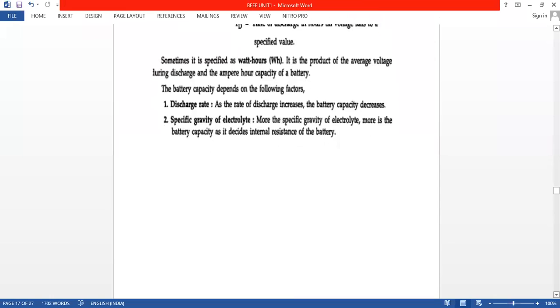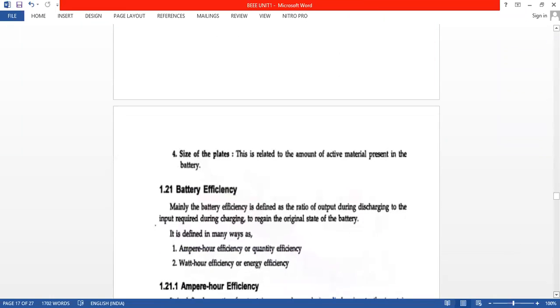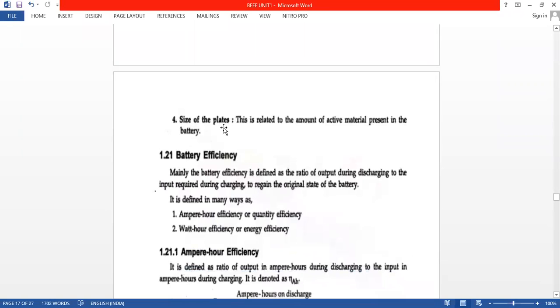Next, these are all theory which you are supposed to take. Now, size of the plates. As I mentioned, a battery contains two electrodes, anode and cathode, which are dipped or placed inside the electrolyte solution. So size of the plates should be high. This is related to the amount of active matter present in the battery. So every battery capacity depends on specific gravity, size of the plate and discharge time.